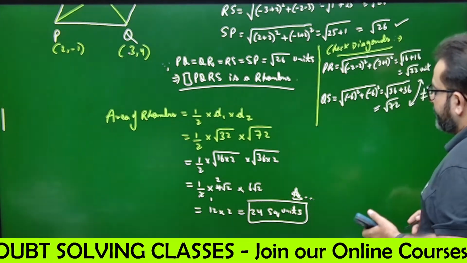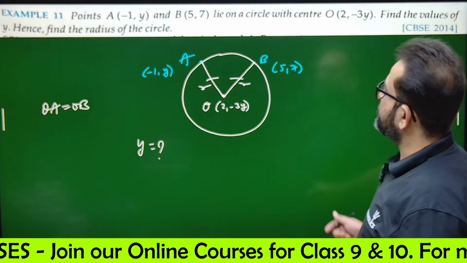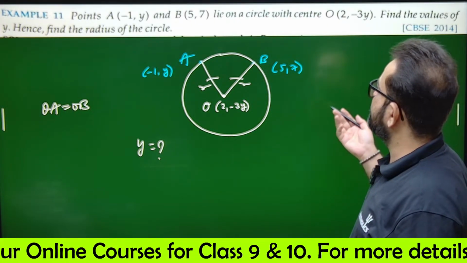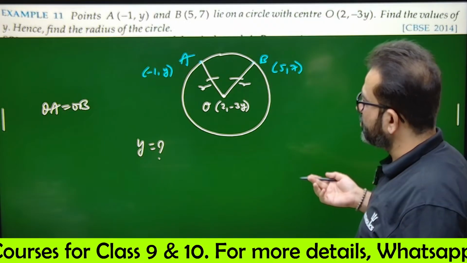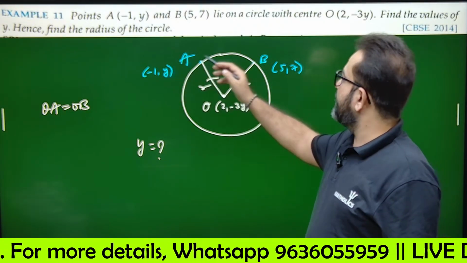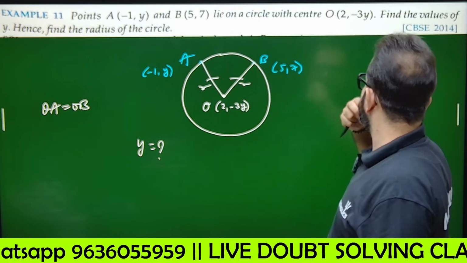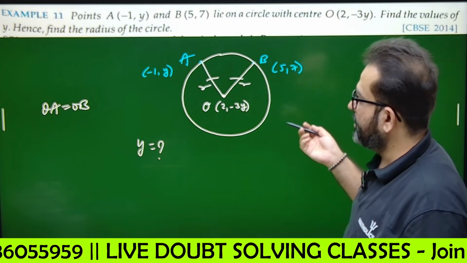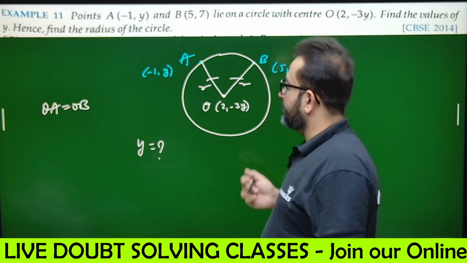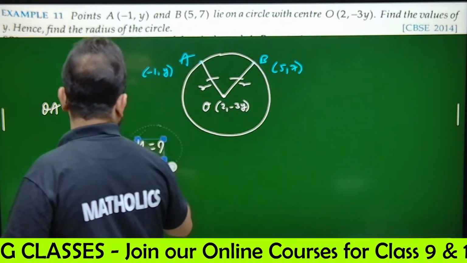Okay, so moving forward to another question. Now this question is simple. Points A and B lie on a circle with center O. Center is O, 2 comma minus 3y. A is minus 1 comma y and B is 5 comma 7. Okay, we'll plot these. Find the value of y. Hence find the radius of the circle. Come on. So how to find the value of y?